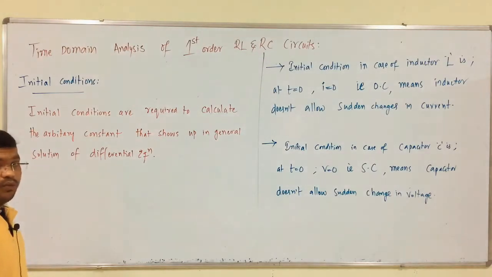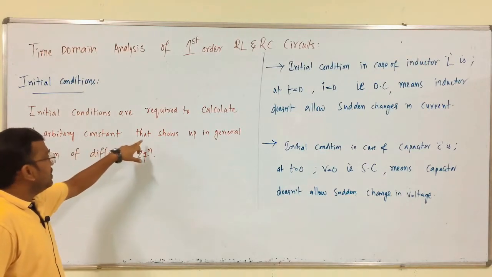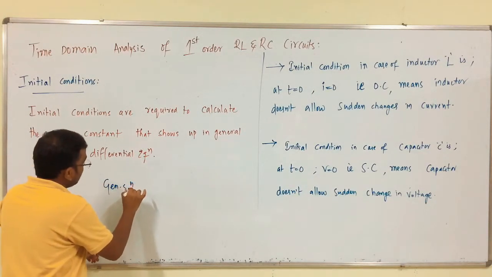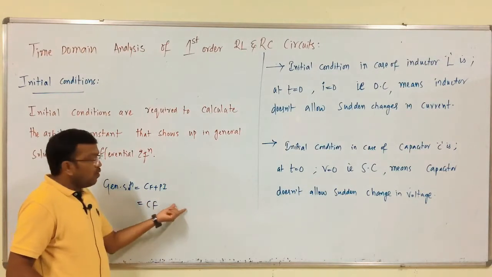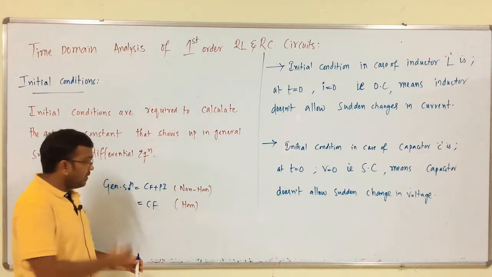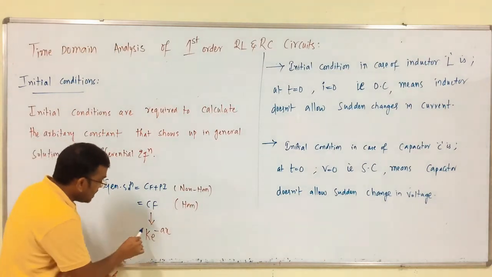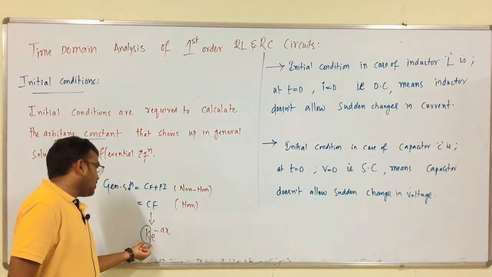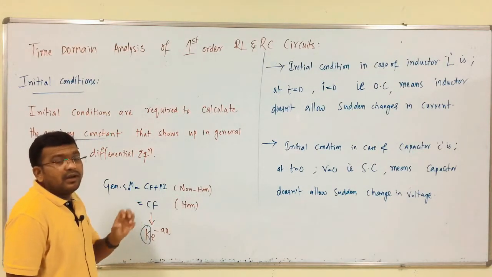Okay. Now we have to discuss the initial conditions. The initial conditions are required to calculate the arbitrary constant that shows up in the general solution of a differential equation. What is the general solution? It is the complementary function plus the particular integral in the case of non-homogeneous equations, and just the complementary function for homogeneous equations. In the complementary function, the term is K into e power minus ax, so this K is the arbitrary constant. In order to calculate the arbitrary constants in the general solutions, we need the initial conditions.